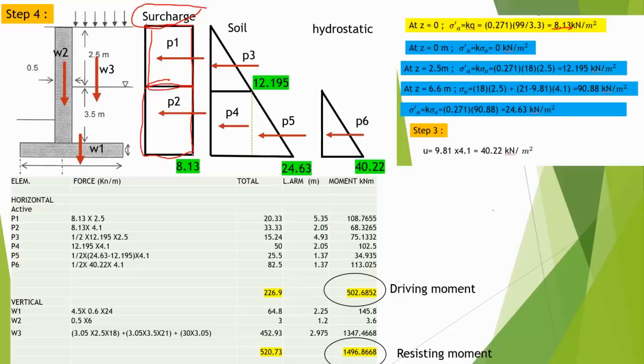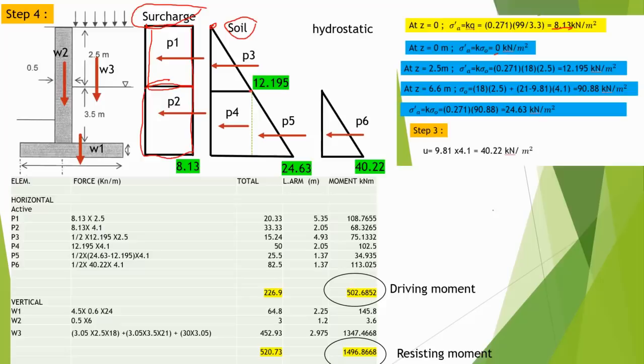Lepas tu kita tengok yang warna biru. Soil. Yang biru ni. Soil ni. Bila start kosong, dia kosong. Betul? Bila layer yang kedua, 2.5 sini ialah 12.195 sini. Settle. Lepas tu, kita boleh teruskan, sebab angle dia sama. Okay. Sebab kalau angle tak sama, dia sama ada dia ke sana ataupun ke dalam.